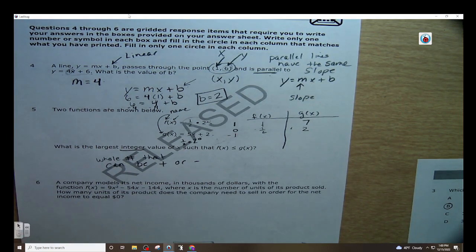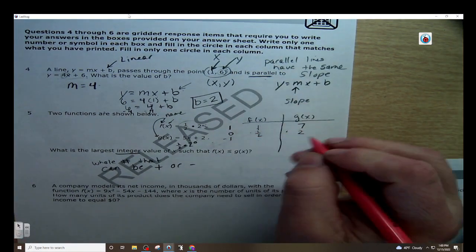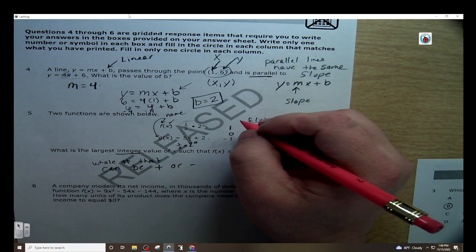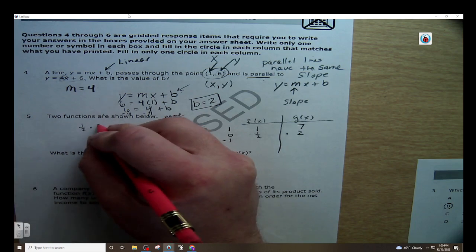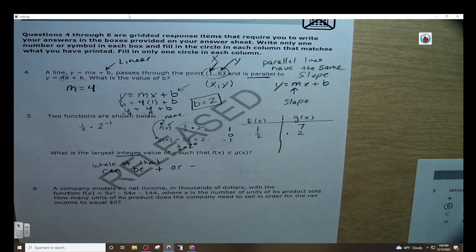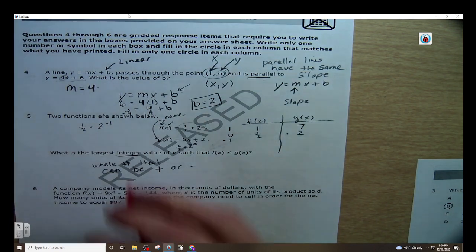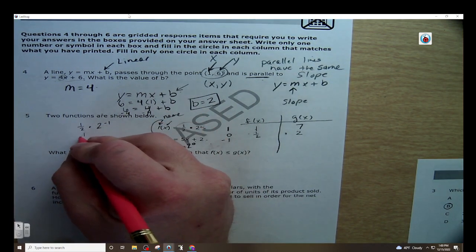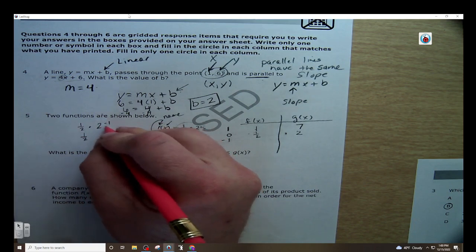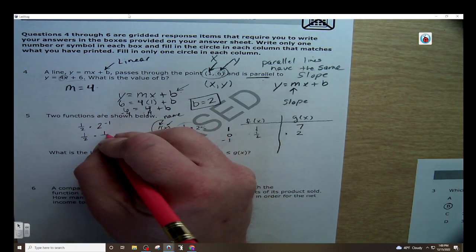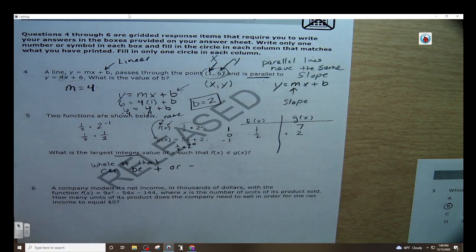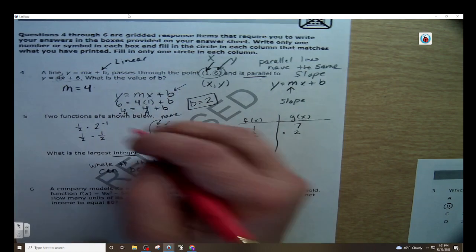Let's try -1. Because remember, an integer has to be a whole number, but it can be positive or negative. So let's try -1. If we do -1, that's 1/2 times 2 to the -1 power. Now, guys, remember, if you got a negative exponent, we talked about this too, you move it to the bottom to make it positive. So 2 to the -1 power is 1/2. Now that's 1/4.